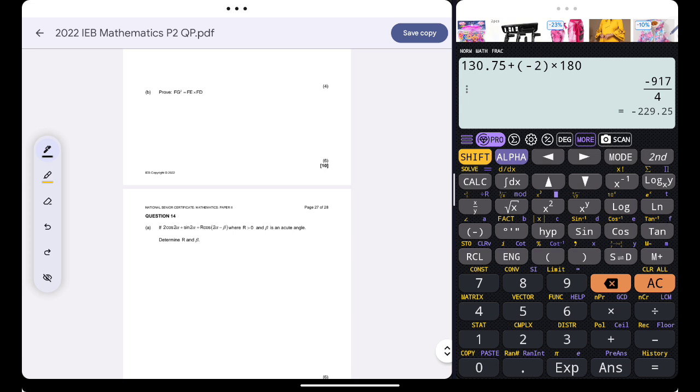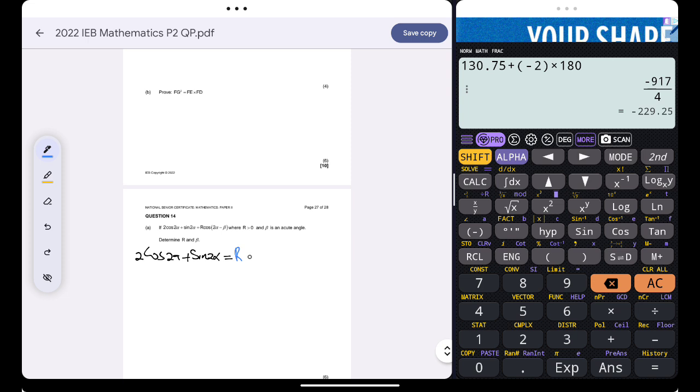Okay, I'm told that if 2 cos 2a plus sine 2a is equal to r cos 2a minus beta, where r is greater than 0 and beta is an acute angle, determine r and beta. Okay, if you come across a question like this, guys, always please try to expand the right hand side.